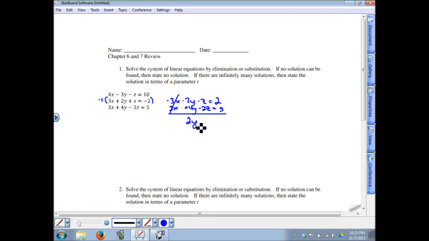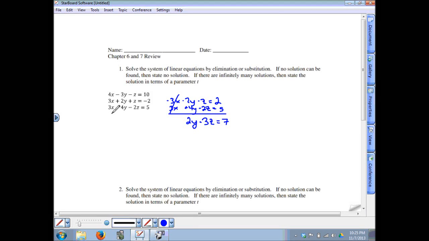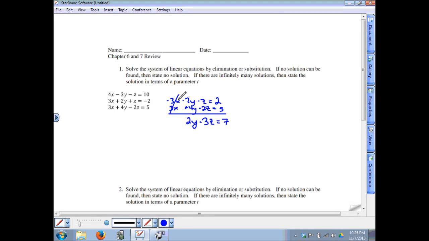-2y plus 4y is 2y. -z plus minus 2z is -3z. And 2 plus 5 is 7. So now we have an equation in terms of y and z. What we're going to need to do next is choose two more equations that eliminate the same variable. So here we eliminated x. We're going to have to eliminate x from another one of these two equations.